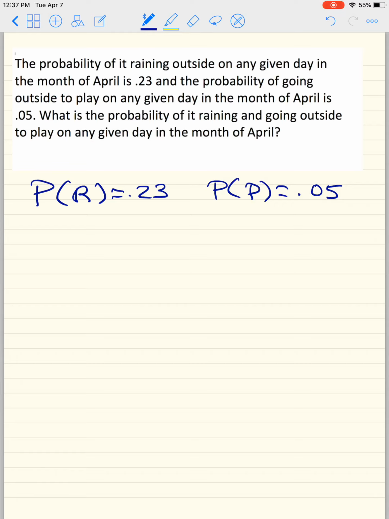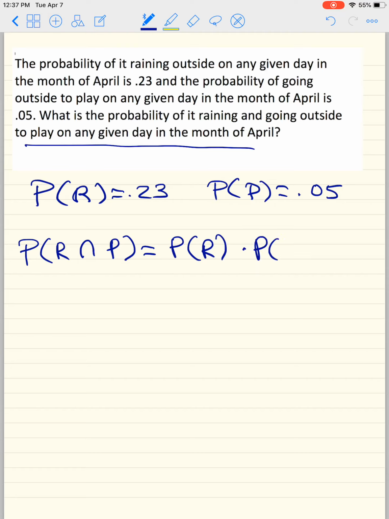What's the probability of it raining and going outside to play on any given day if they're independent? So rain and play is equal to rain times play. And so that's going to be 0.23 times 0.05. And I'm just going to punch that in, and I get 0.0115. You should always round to what they tell you to round, okay? Otherwise, leave it alone.